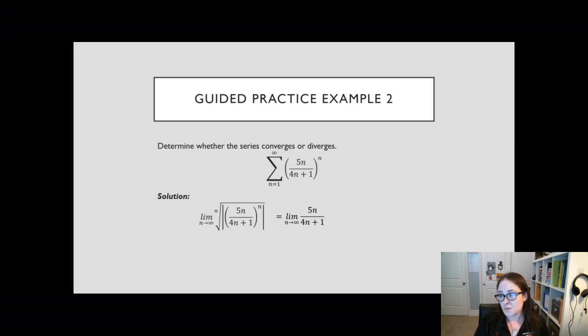And that limit is going to be equal to the limit of the leading terms of the numerator and denominator. So really it just simplifies to 5n over 4n. That plus 1 really does not do much as we go to infinity. And so the n's cancel, and I get 5/4, which is greater than 1. So once again, I get a series that diverges by the root test this time.